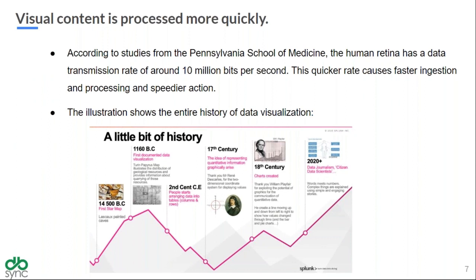So as I said, visual content is processed very quickly and you're able to make sense out of it. For example, if you were given text versus an image, you'd be able to make sense out of that image very quickly. And here is an interesting fact from the Pennsylvania School of Medicine, which says that the human retina can ingest up to 10 million bits of data per second. So you can process it very quickly, and there's speedier action involved in interpreting it and making sense out of it.